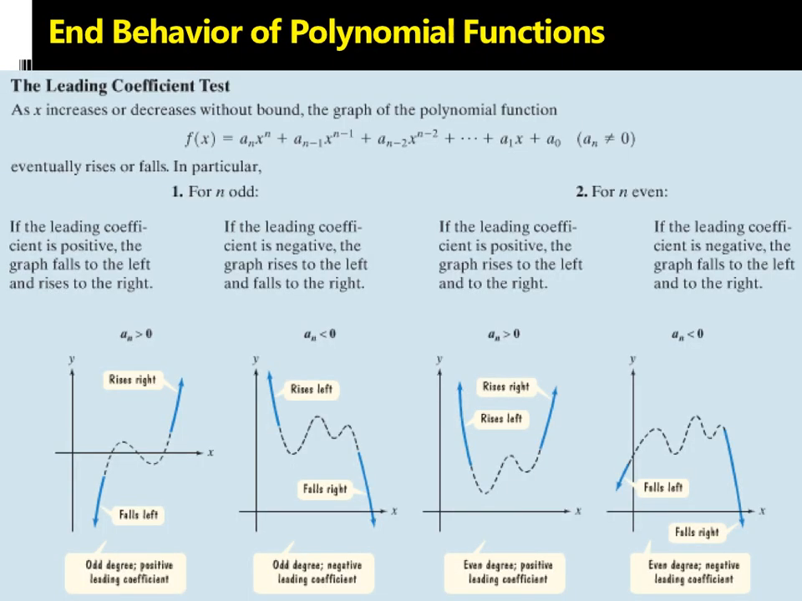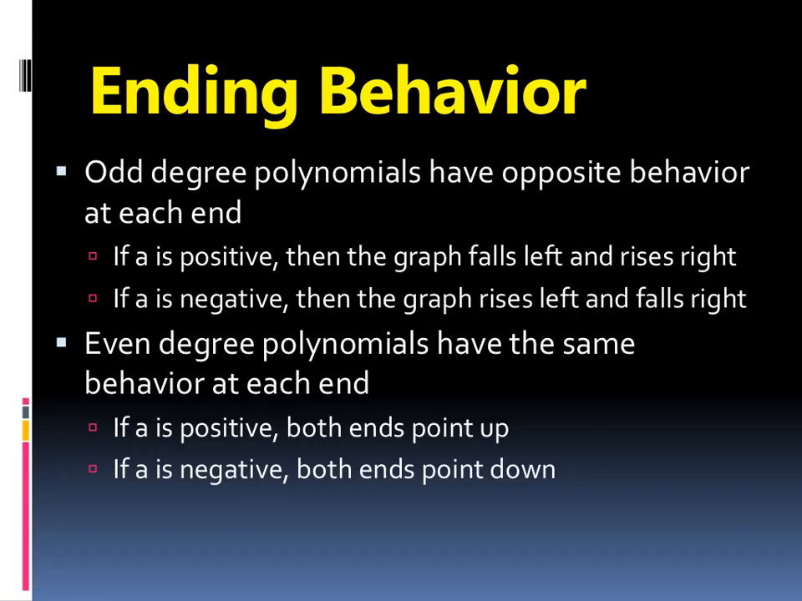So this is what the book tells you about end behaviors. We're going to talk about things falling and rising. If it's falling, which way is it going? Up or down? Down. If it's rising, which way is it going? Up. Okay. This is, I think, an easier explanation. If you have an odd degree, so circle the word odd. Odd goes with opposite. That means our ends are going in opposite directions.